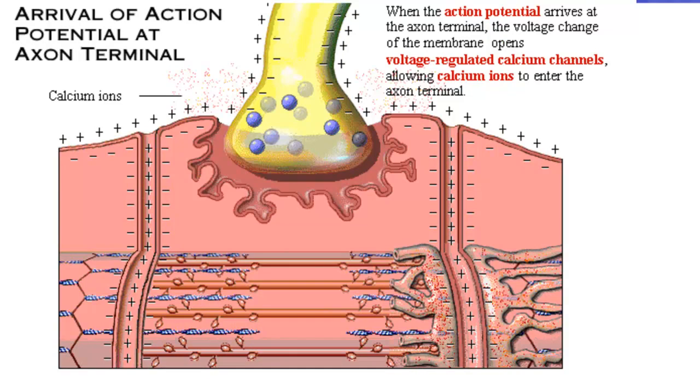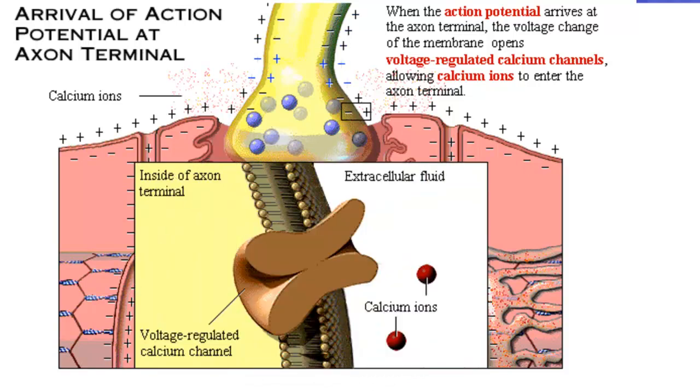At the axon terminal, the voltage change of the membrane opens voltage-regulated calcium channels, allowing calcium ions to enter the axon terminal. To see the arrival of the action potential, click the motor neuron. Click the calcium channel to see calcium ions enter the axon terminal.